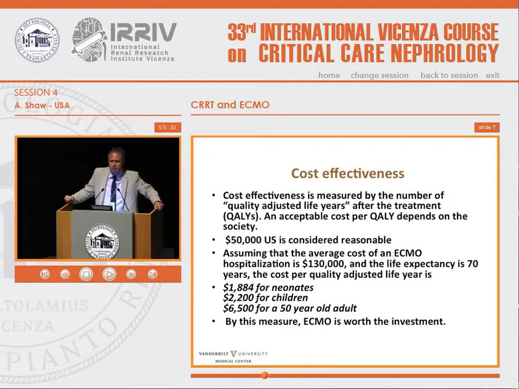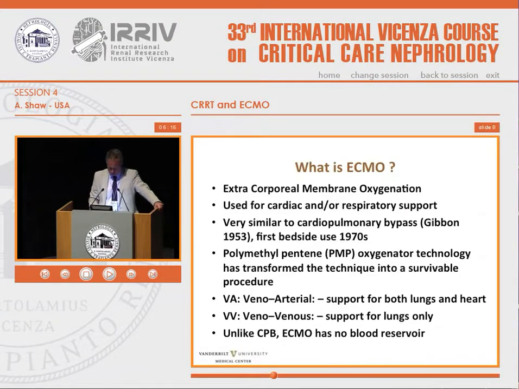So if you assume, and there's some pretty serious assuming going on in the next few bullet points, that the average cost of an ECMO hospitalization is $130,000 and the life expectancy is 70 years, and it's probably not, but if you assume that it is, then the numbers start to look pretty good value, especially if you're a neonate, when the cost of that intervention is just a little under $2,000. It's still pretty good if you're a 50-year-old, and I would remind everybody in the audience that 50 years is a young patient. And $6,500 per QALY is still pretty good value. So by those data at least, ECMO appears to be worth it, which in part explains the enthusiasm for its ongoing use and increasing use.